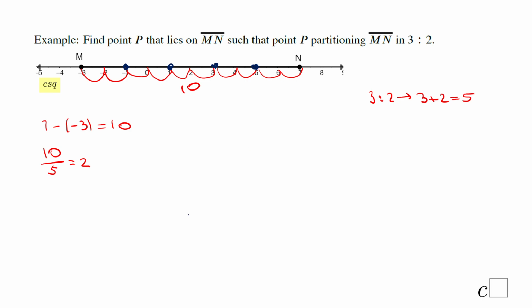Let me be sure. I'm looking for the one that is 3 segments from M. We start from M always, right? So that will be 1, 2, 3. This is the point P. That is the answer. P is located at 3. That's it.